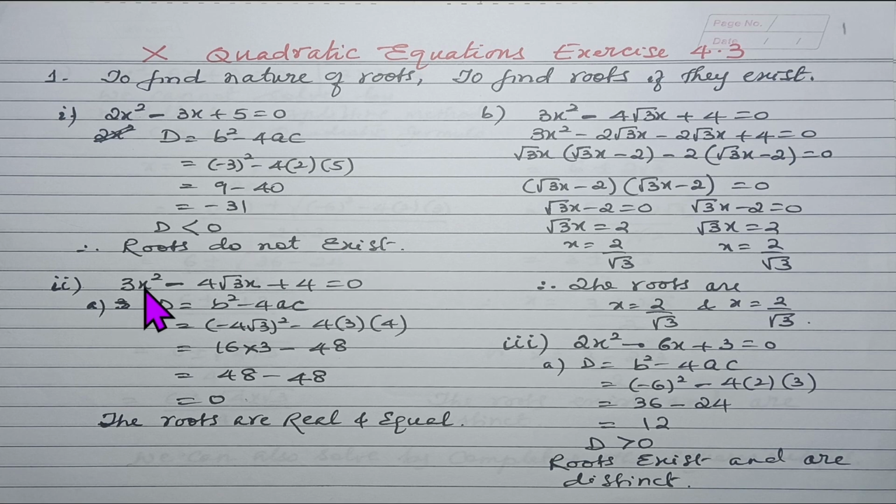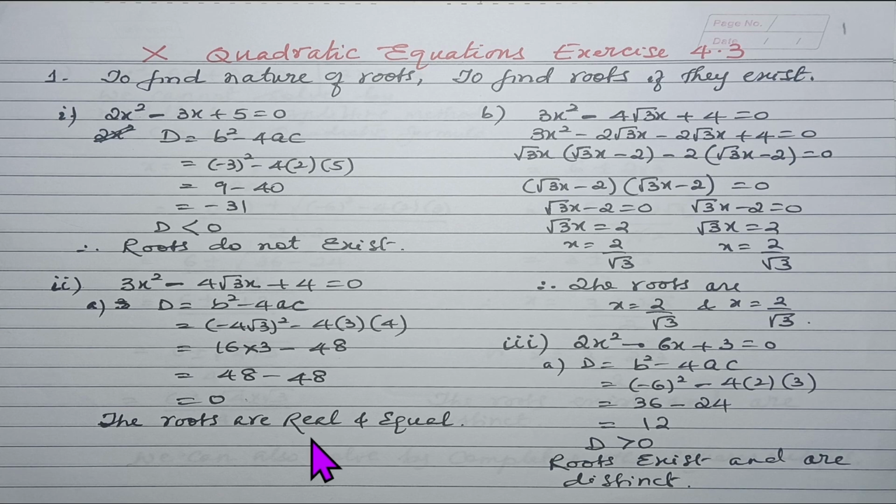In the second example, we are given 3x square minus 4 root 3x plus 4 equal to 0. Now again find D is equal to b square minus 4ac. Substitute the values of b, a and c here. We get (minus 4 root 3) square minus 4 into 3 into 4, and that is 16 into 3, because minus 4 square is 16, root 3 square is 3, so 16 into 3 is 48, and 48 minus 48 becomes 0. Therefore the roots are real and equal. When the discriminant value is 0, the roots are real and equal.